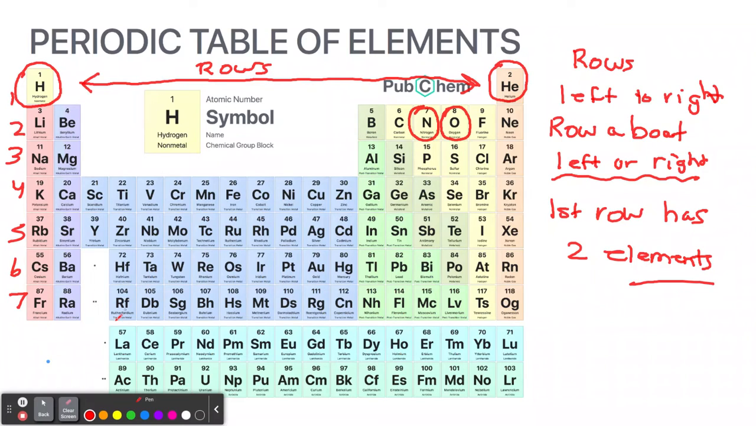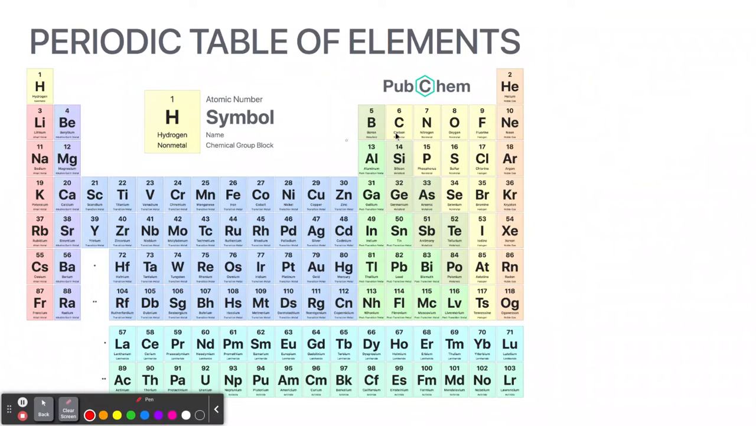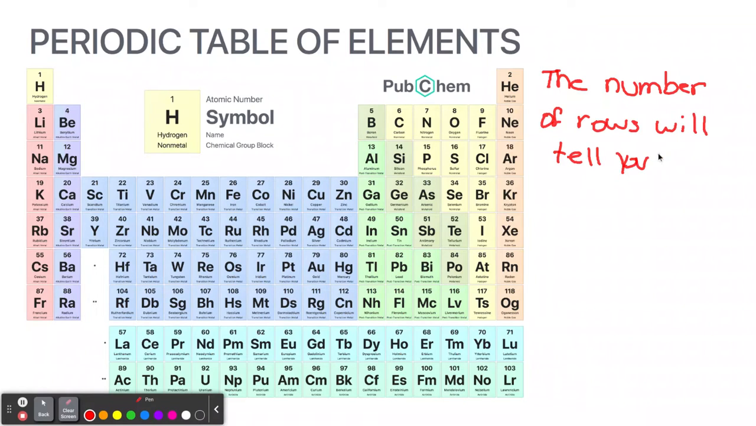So let's clear that out. The reason why is because the number of rows will tell you how many rings it has, or orbits or shells, whatever you want to call it.